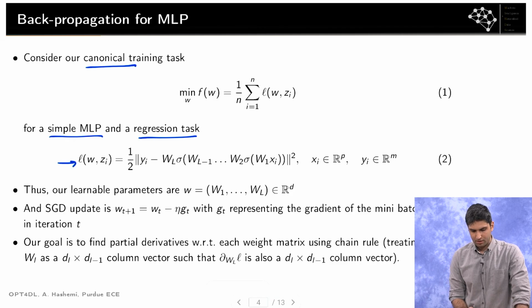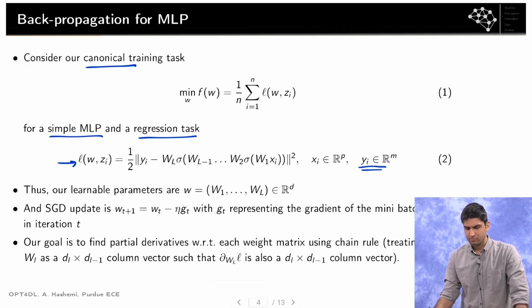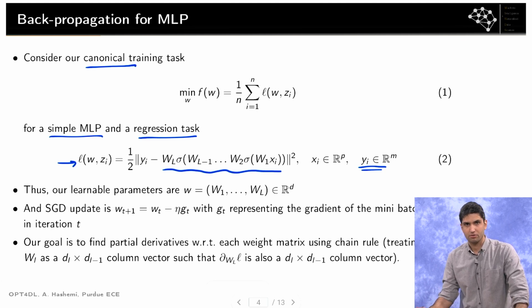Basically, each sample loss is going to have a form like this. Where, as always, yi's are our labels. Here, I'm just assuming that my labels are m-dimensional vectors, and this term here is basically the prediction of the model. So this is the MLP. And xi is basically the input features.